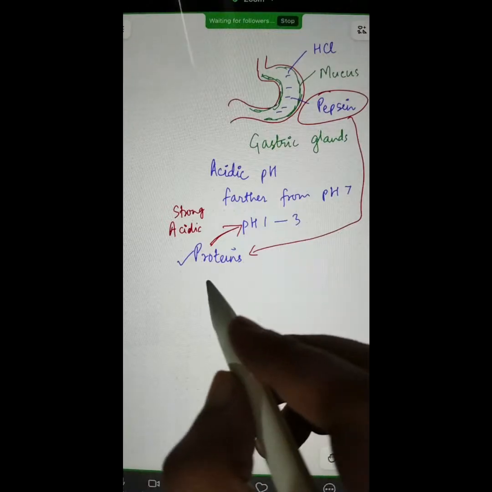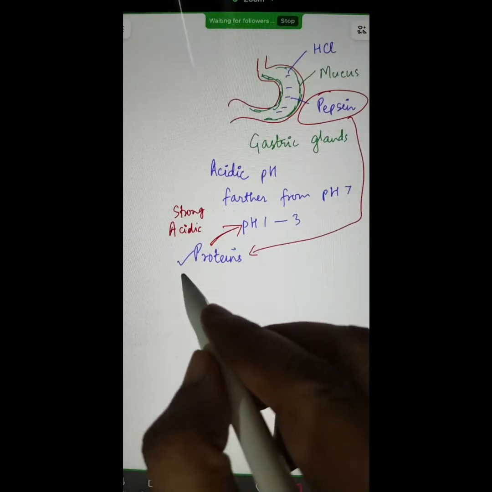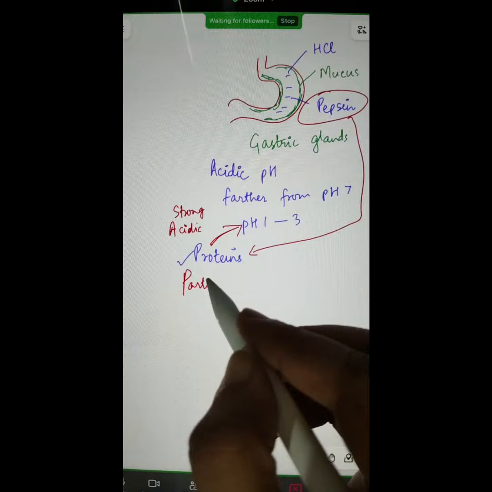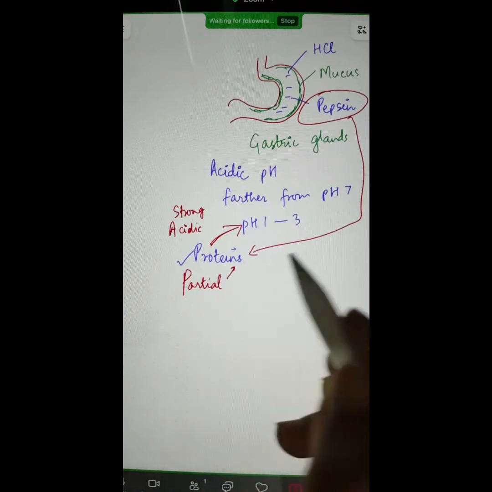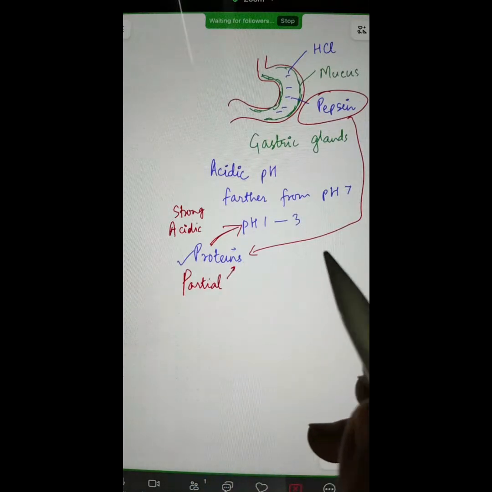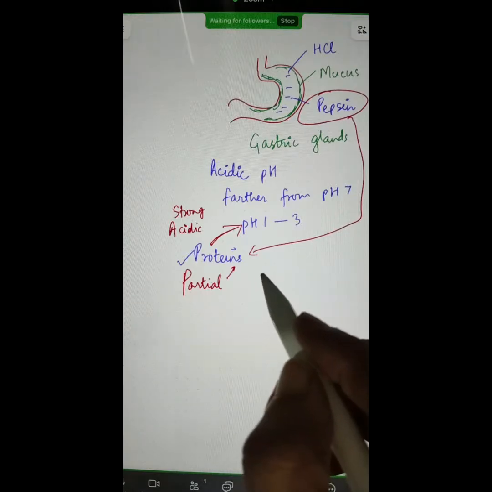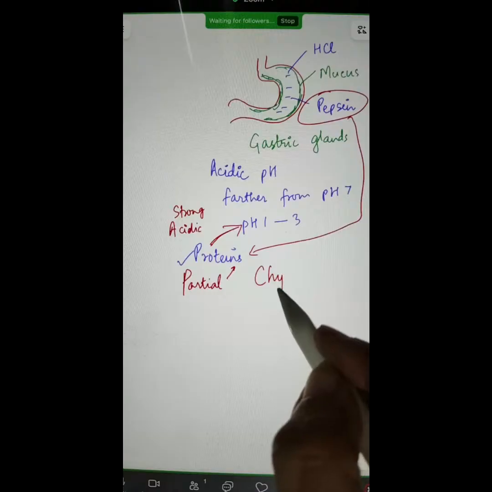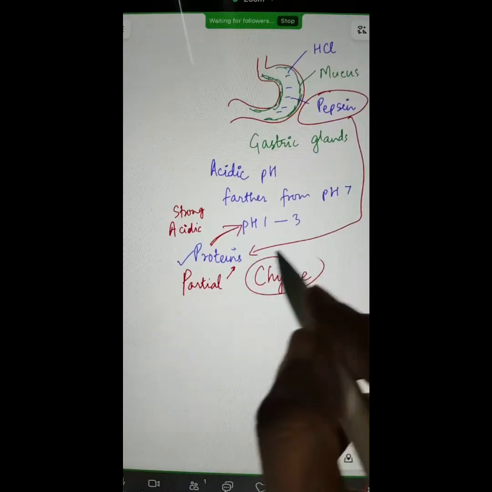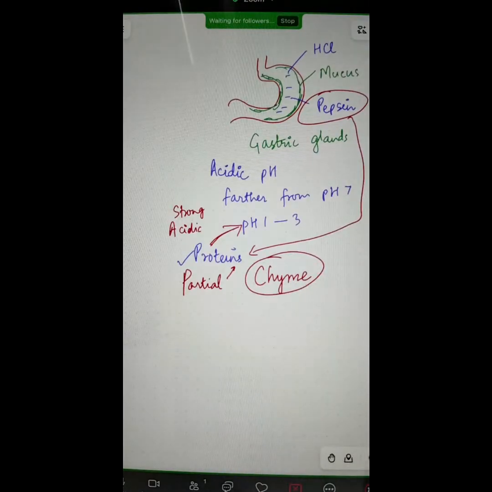So in the stomach, partial digestion, meaning incomplete digestion, of proteins is going to happen. And once this partial digestion is done, this partially digested food of the stomach is known as chyme. Partially digested food of the mouth is bolus, and partially digested food of the stomach is chyme.